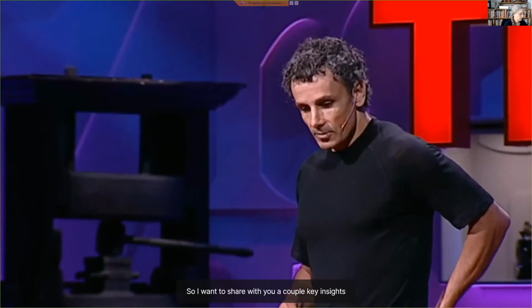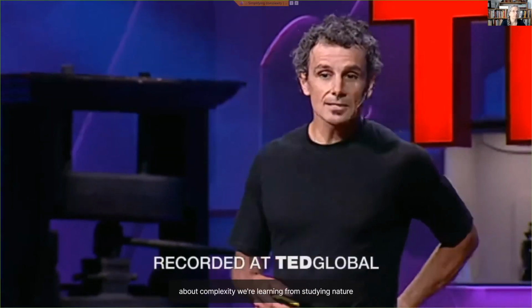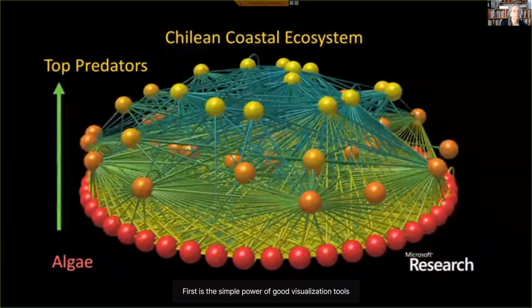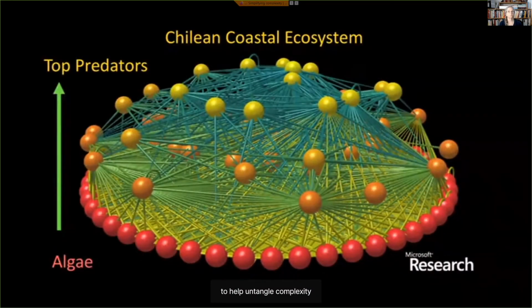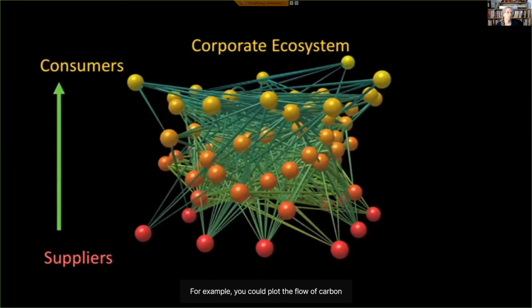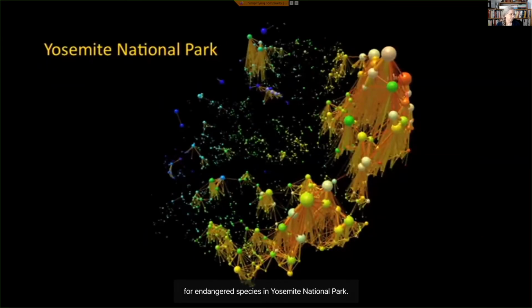So I want to share with you a couple key insights about complexity we're learning from studying nature that maybe are applicable to other problems. First is this, the simple power of good visualization tools to help untangle complexity and just encourage you to ask questions you didn't think of before. For example, you could plot the flow of carbon through corporate supply chains in a corporate ecosystem, or the interconnections of habitat patches for endangered species in Yosemite National Park.